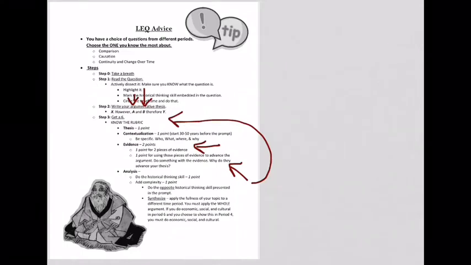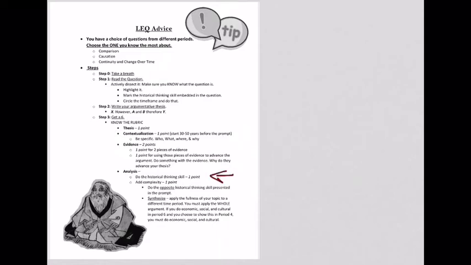And then we're going to get points for analysis. Okay, the analysis points down at the bottom. That's where you get 2 other points. And the first point you're going to get for doing the historical thinking skill. You got to do context or comparison or causation, whatever they're asking.